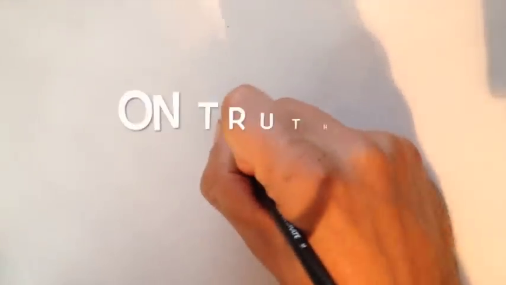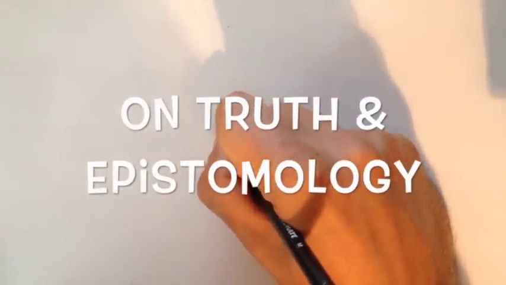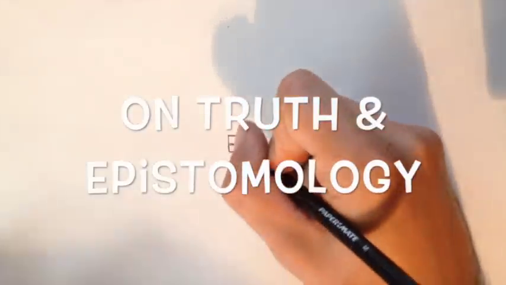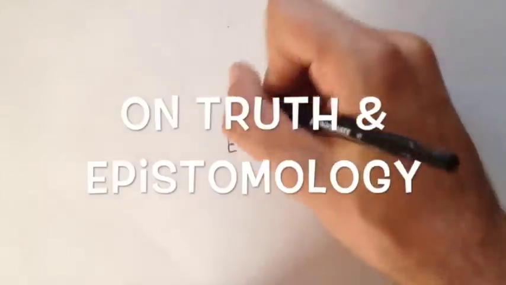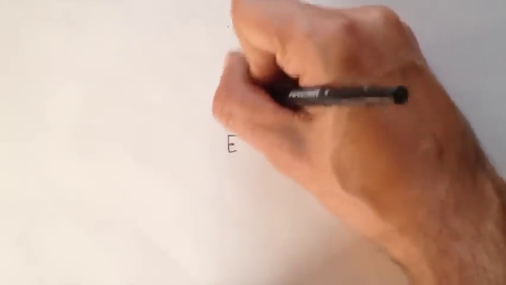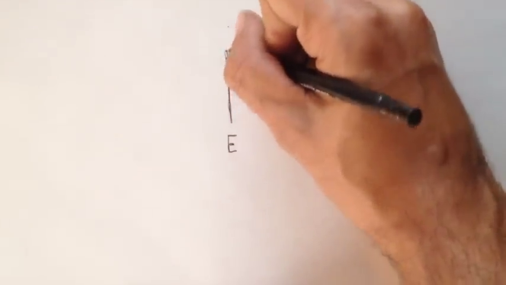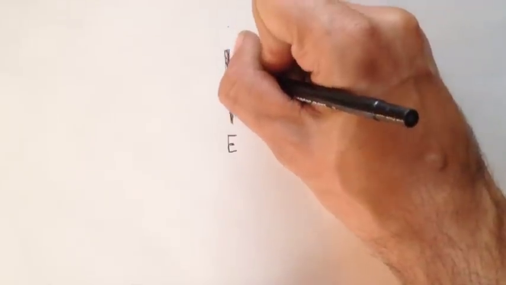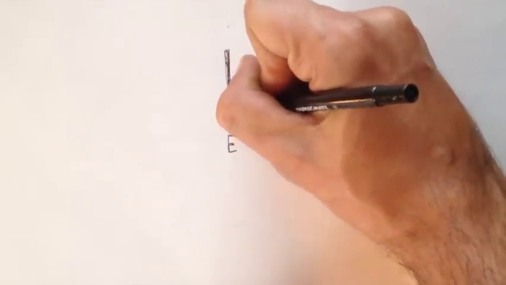Let's talk real briefly today about truth. So I'm going to draw a little truth graph. It's going to try to explain different types of truths. Have you ever noticed that different people speak about truth differently or have different conceptions about truth?